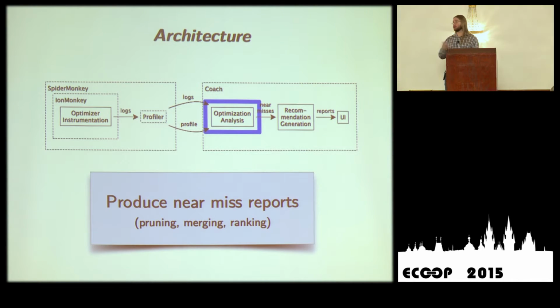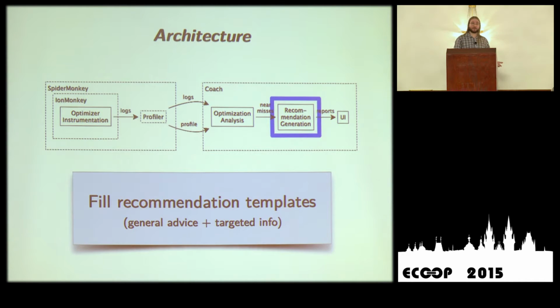The coach does that via a series of offline steps, the first of which being optimization analysis, which is responsible for curating that list of failures, successes, and all that into something that makes sense to programmers. After that's done, the coach needs to generate recommendations that go alongside these near-miss reports, which it does by a combination of picking textual templates based on the kind of optimization attempted and the reason of failure, and filling them in with information about specific near misses that happened.